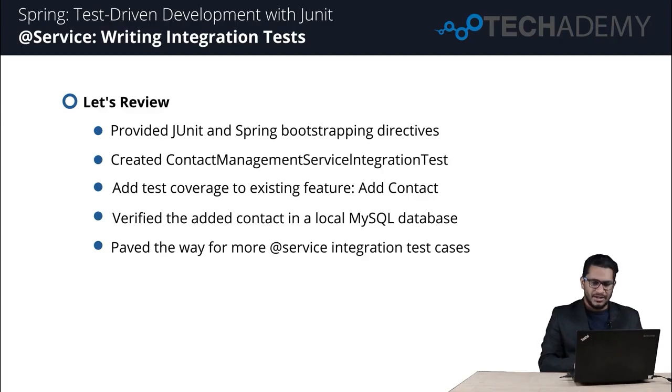So let us review this session now. We provided JUnit and Spring some important bootstrapping directives so that the test could run with all of the Spring components needed, and at the same time we ignored the Spring components that we did not need during the test. We created our contact management service integration test, and we added test coverage for the add contact feature. We saw a green JUnit bar to ensure that our test was successful. We verified in our local MySQL database that the new contact record was added. And finally, we have now paved the way to write more service integration test cases.